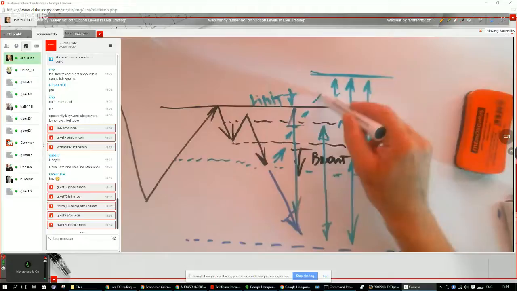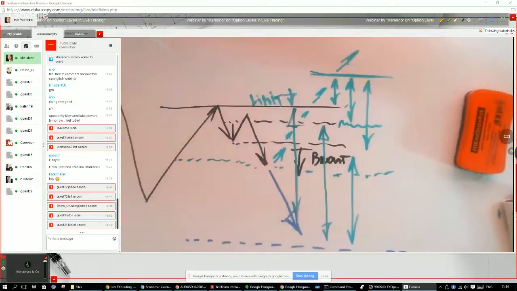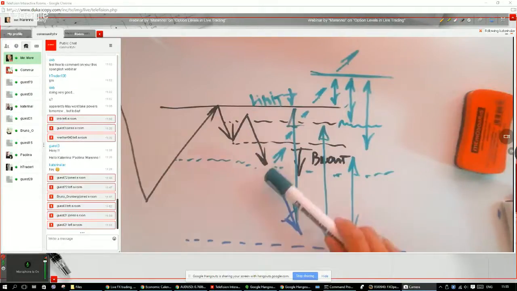So it's too messy. But still, I want to leave it like this. Okay, so if the price will go up, then what will happen with all of us?